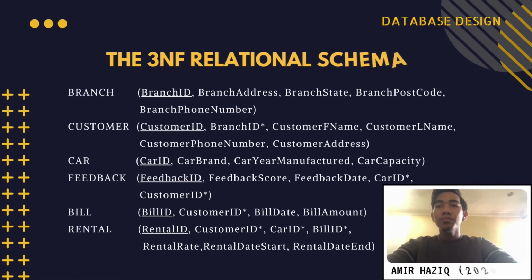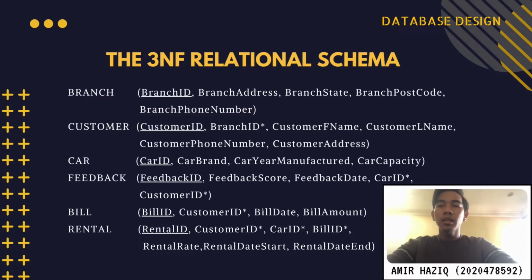So the next part is the 3NF relational schema. We have 6 entities: branch, customer, car, feedback, bill and rental. In the branch entity, we have branch ID as primary key and the other attributes are branch address, branch state, branch postcode and branch phone number. In the customer entity, we have customer ID as primary key and branch ID as foreign key.